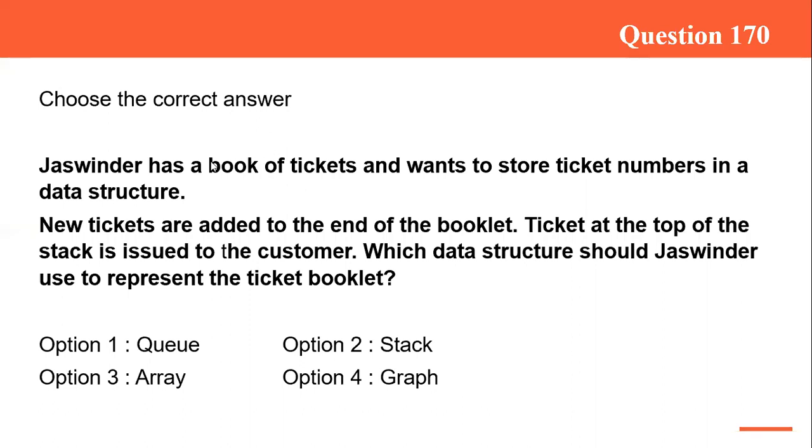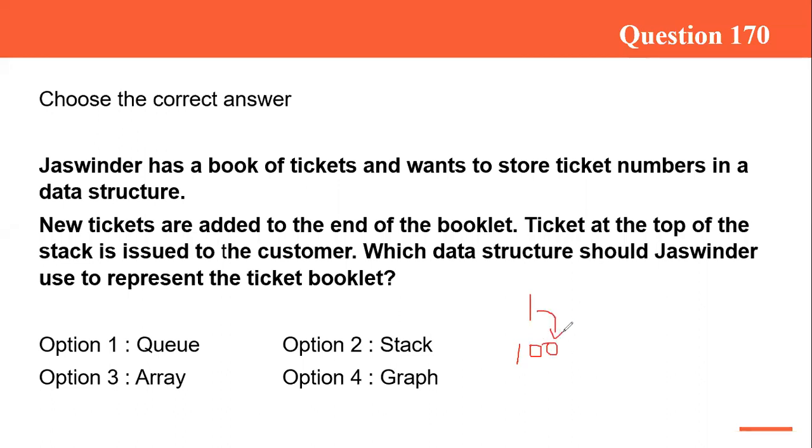Simple here. Jaswinder has a book of tickets and wants to store ticket numbers in a data structure. I have some tickets, for example 1 to 100 tickets. How will a ticket book generally look? It will be one below the other, right? Let us assume 1 to 100 tickets are like this: 1, 2, 3, 4, 5, 6, 7, 8, 9, 10 till 100. I have the tickets like this.